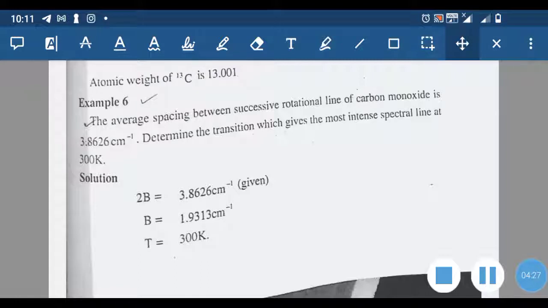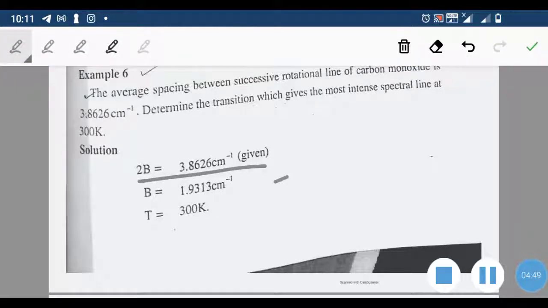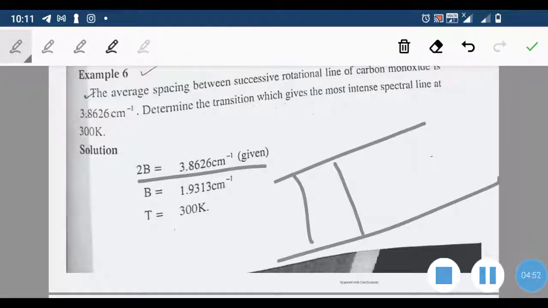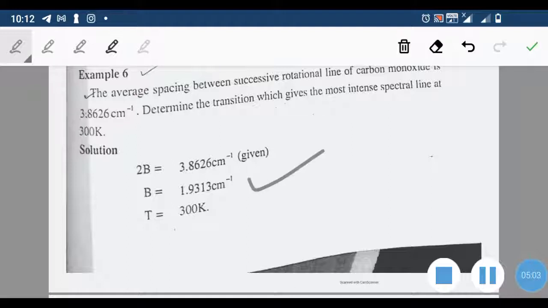Now the next problem: the average spacing between successive rotational lines of carbon monoxide is 3.8626 centimeter inverse. Determine the transition which gives the most intense spectral line at 300 K. The spacing between rotational lines is 2B, that is the separation between nearby lines, if it is considered as a rigid rotator. So 2B is given as 3.8626 centimeter inverse. So B will be this divided by 2, that is equal to 1.9313.